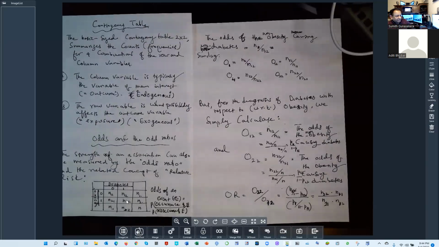n22 means this one divided by this one, n11 divided by n12, and n22 divided by n21. This ratio divided by this ratio. What's that ratio? That's called the odds ratio. Then we have those numbers, and you're going to plug them in over there.